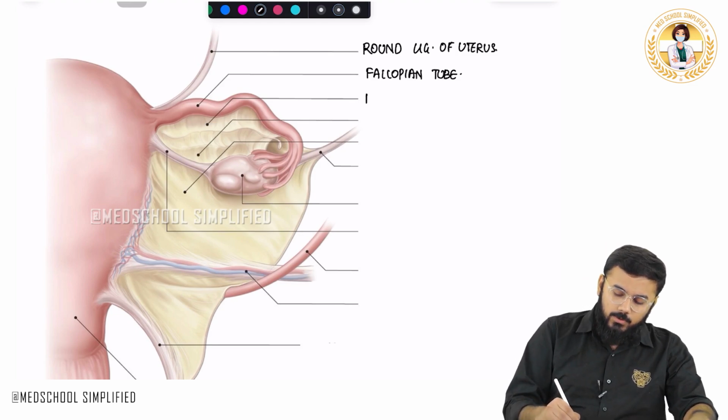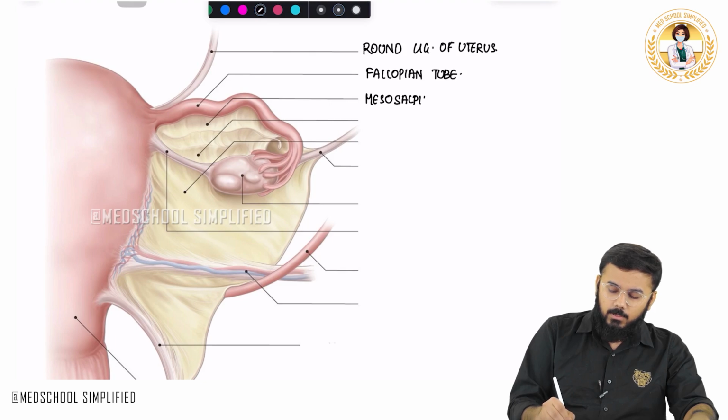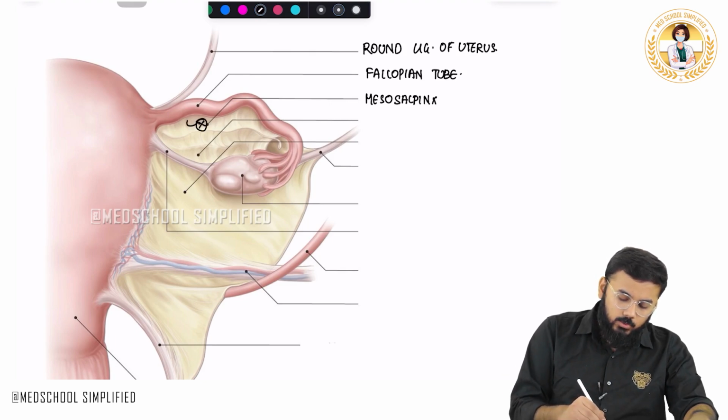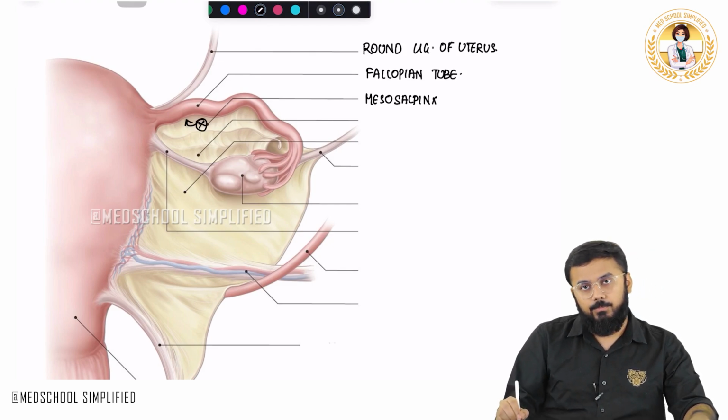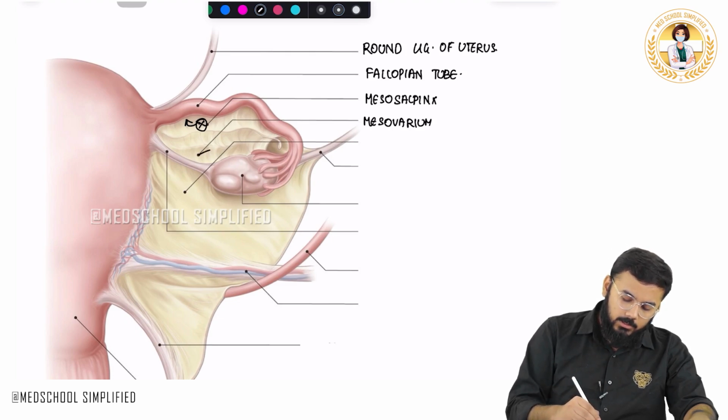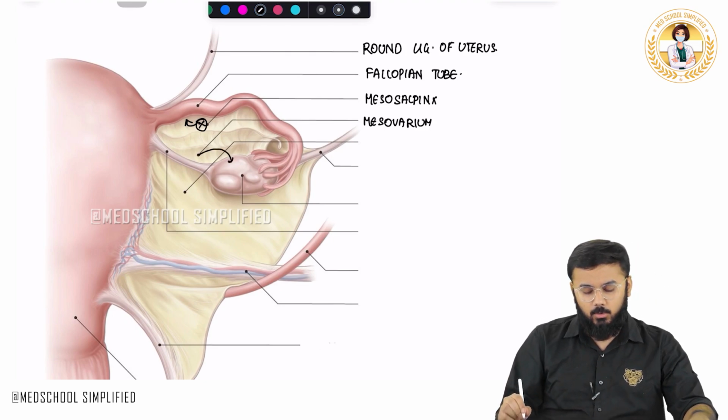So, this part over here is called the mesosalpinx. Why is it called mesosalpinx? Because this is the part that is associated with your fallopian tube, right? The next one is called the mesovarium. Why is it called mesovarium? Because this is the part that is present nearer to the ovary.